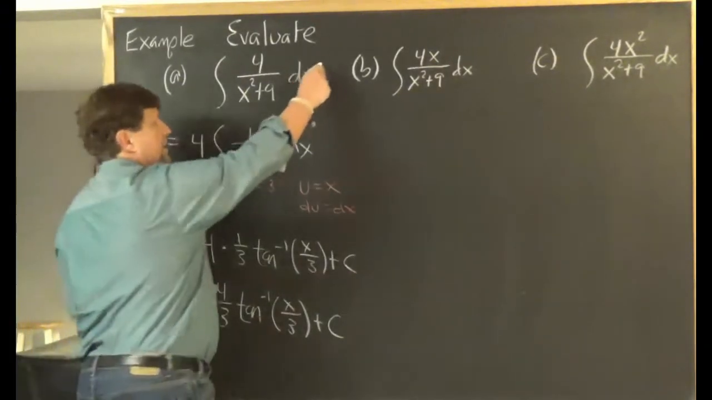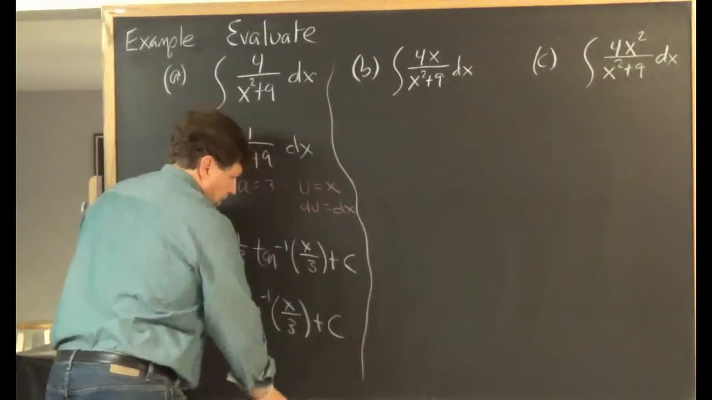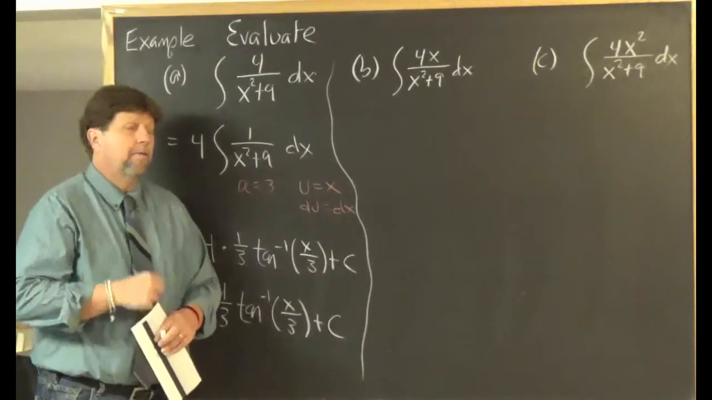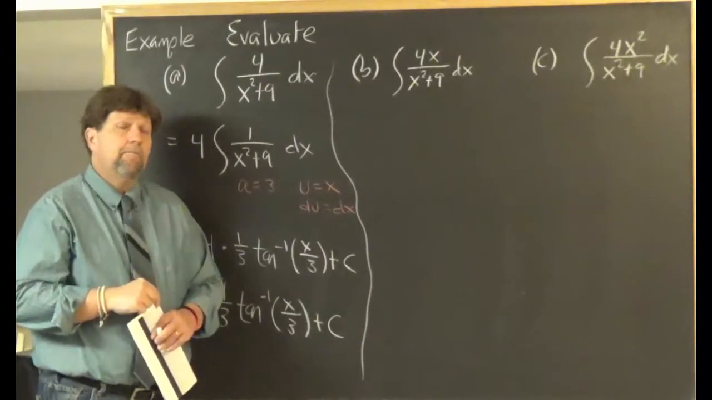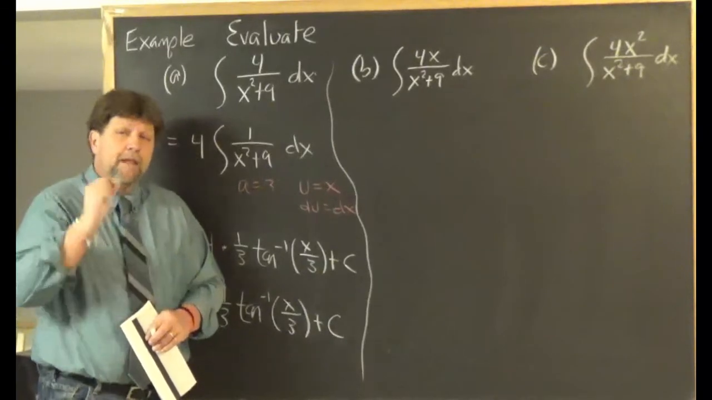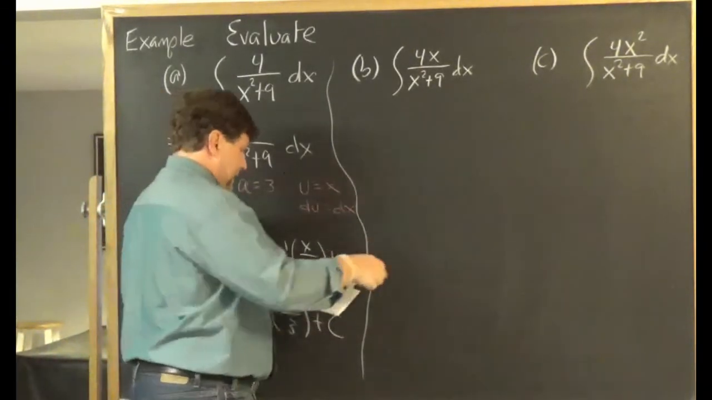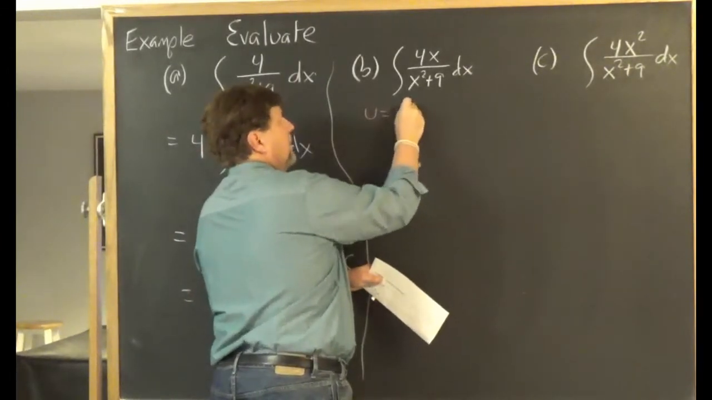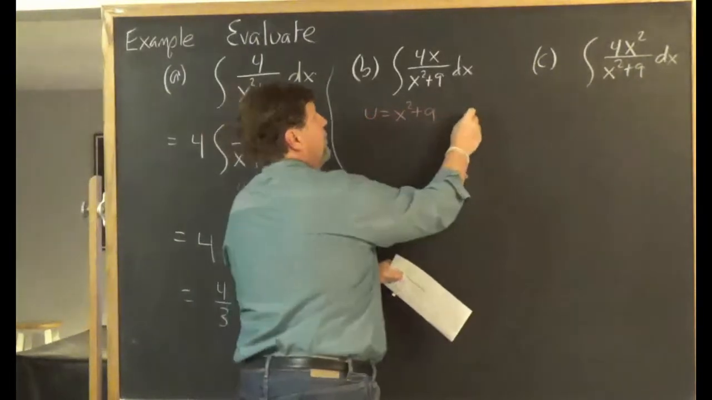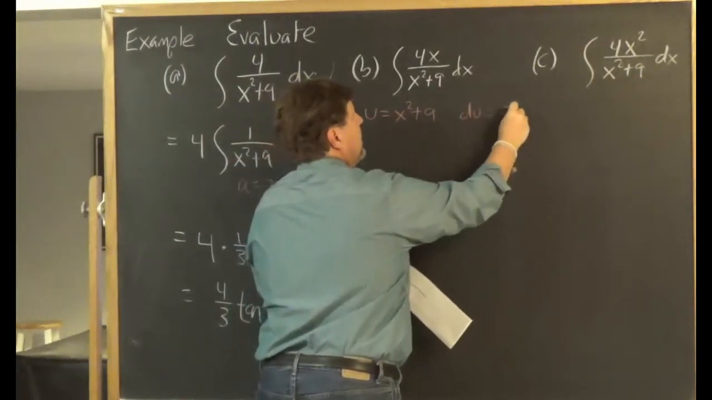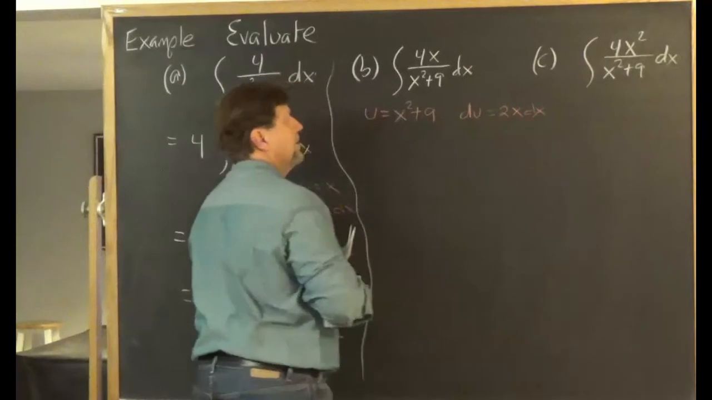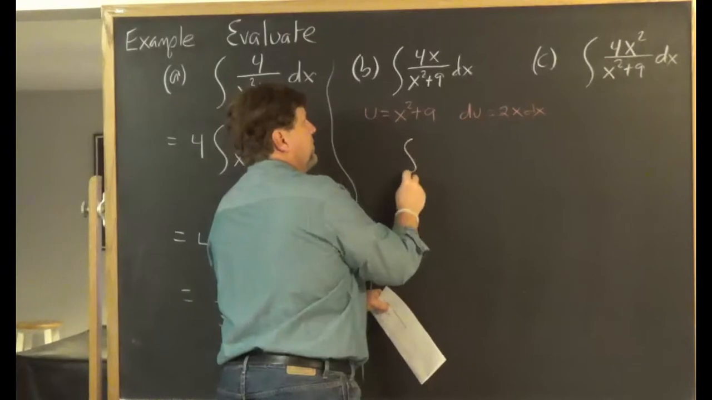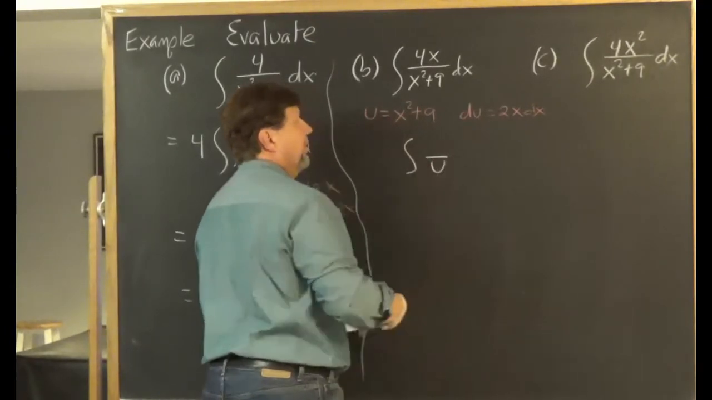Part B. Well, in part B, my recognition is this looks like a basic u substitution. If I let u equal the denominator, x squared plus 9, then du is 2x dx. Remember, du is always the derivative of your u statement. So when I substitute in, my denominator is u.